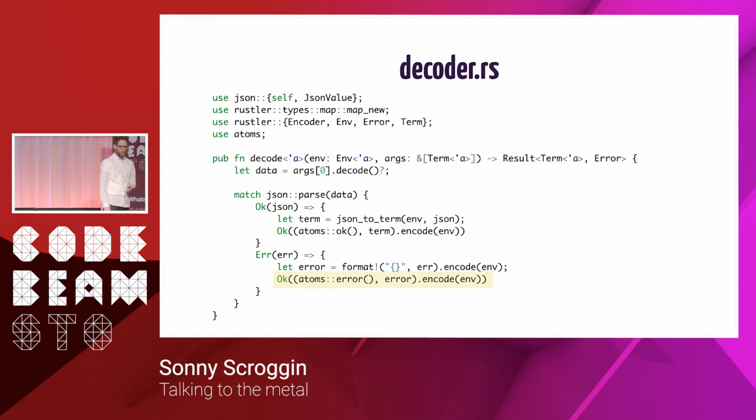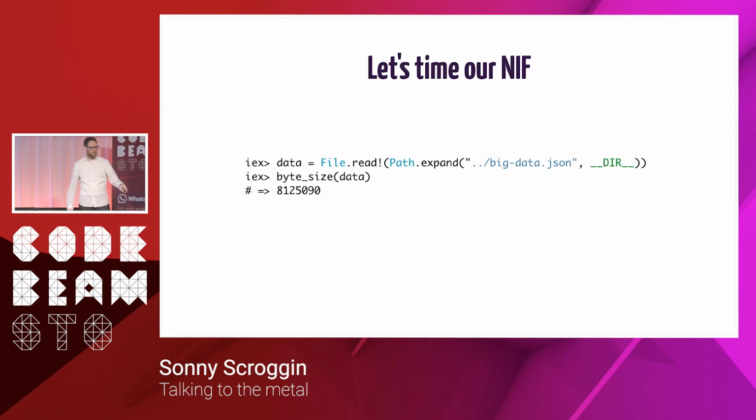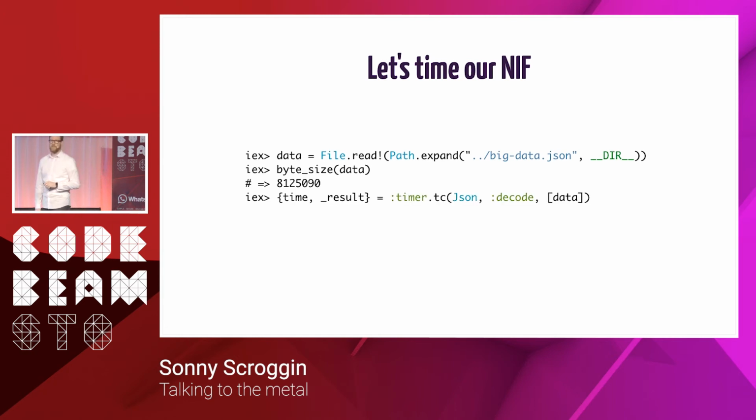All right, so let's time our NIF. If we read in the file, some big JSON file, and we get the size here, it's about 8 megabytes. And if we use timer.tc and we pass in our module here, we can get the result back. And the time here, yay, 1.5 seconds. So about 8 megabytes of JSON takes about 1.5 seconds to decode there.